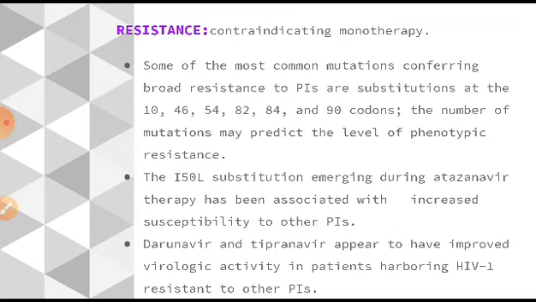The number of mutations may predict the level of phenotypic resistance. Phenotypic resistance means the changes in the genetic structure have brought about functional or physical changes in the virus particle or the drug. The I50L substitution emerging during atazanavir therapy has been associated with increased susceptibility to other protease inhibitors. Darunavir and tipranavir appear to have improved virologic activity in patients harboring HIV-1 resistant to other PIs.